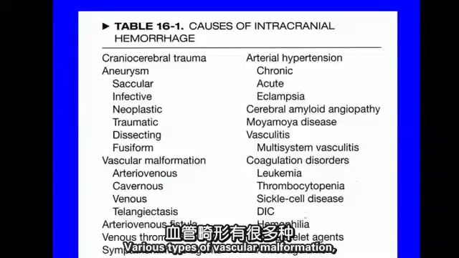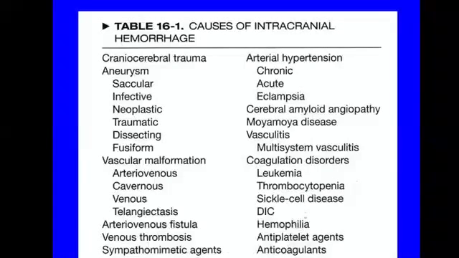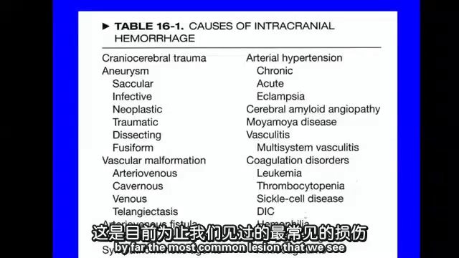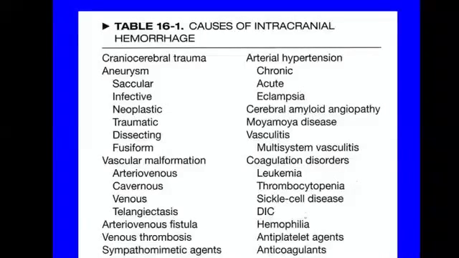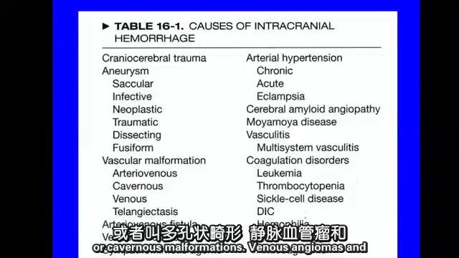Various types of vascular malformation, the two most common that we see, I'll show you pictures of these, are arteriovenous malformations, by far the most common lesion that we see that causes intraparenchymal hemorrhage, at least the most common lesion we see in surgical pathology, and then cavernous hemangiomas or cavernous malformations.